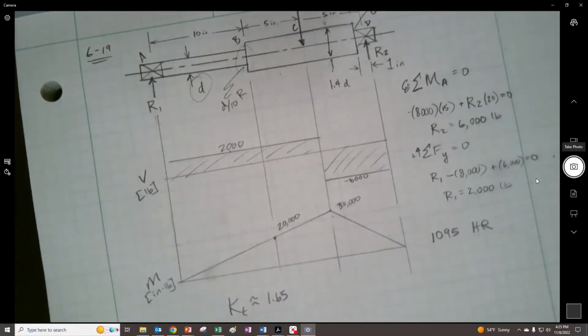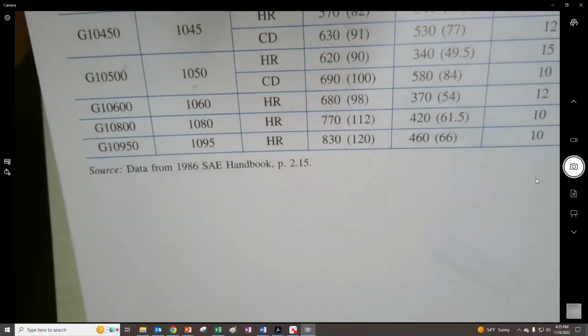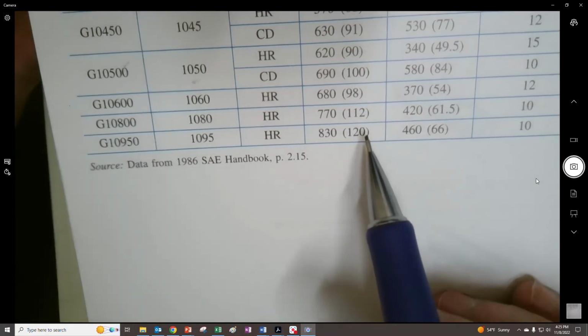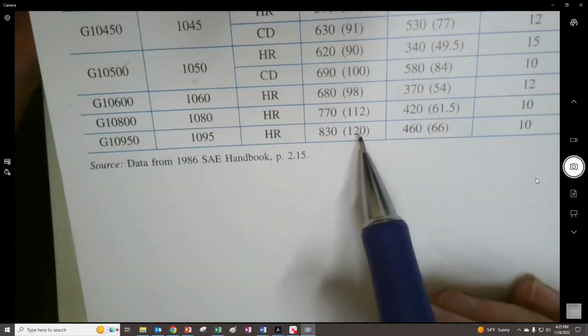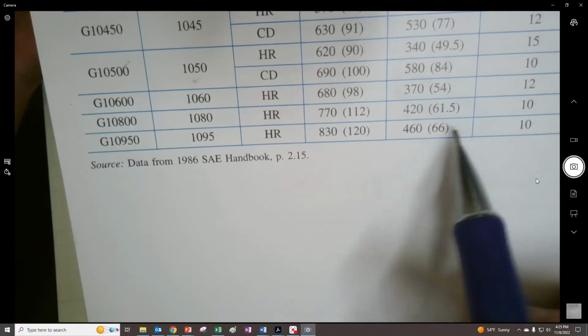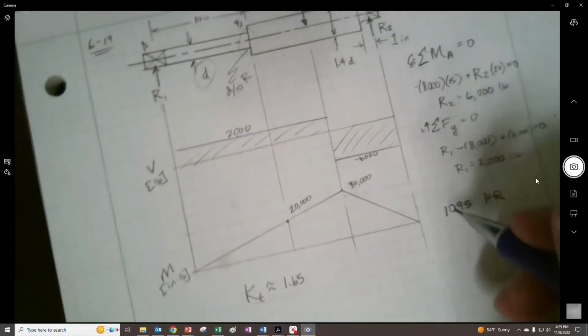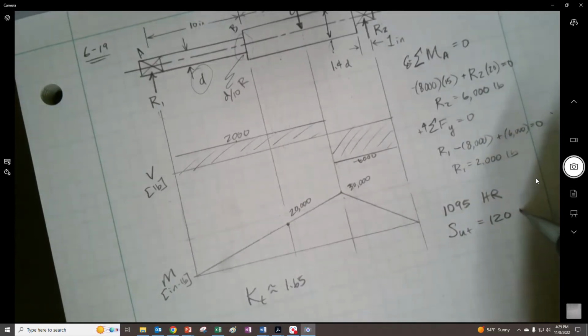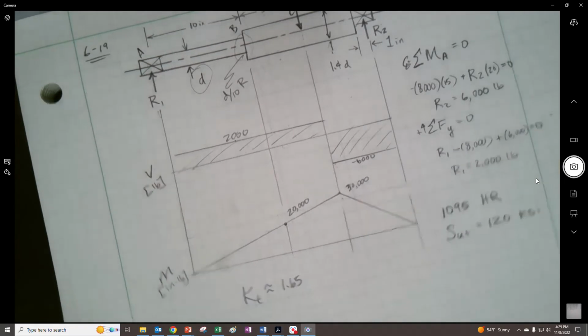1095 hot rolled steel. Okay, so we have 1095 hot rolled, and so we're going to have a tensile or ultimate strength of 120 and a yield strength of 66. We really care about the 120, so we're going to have an ultimate strength equal to 120 KSI.